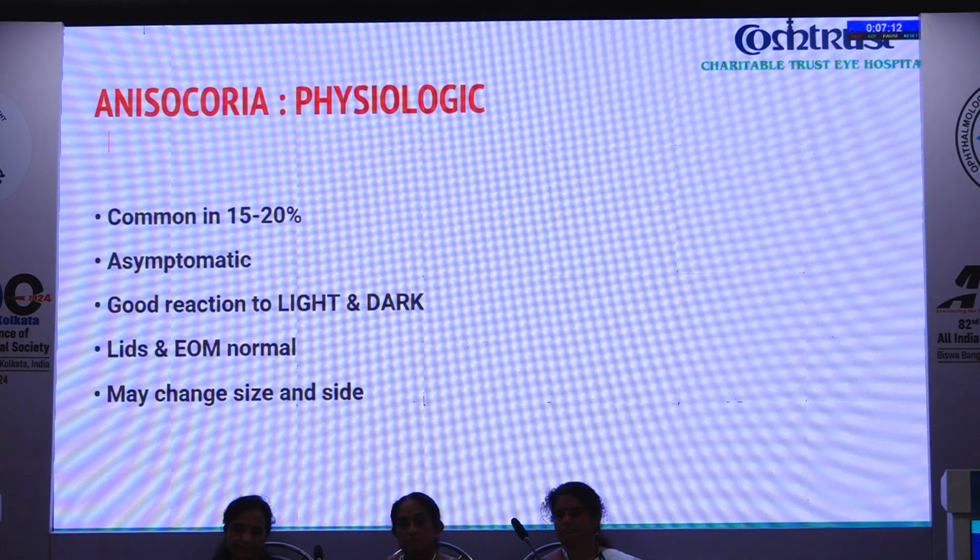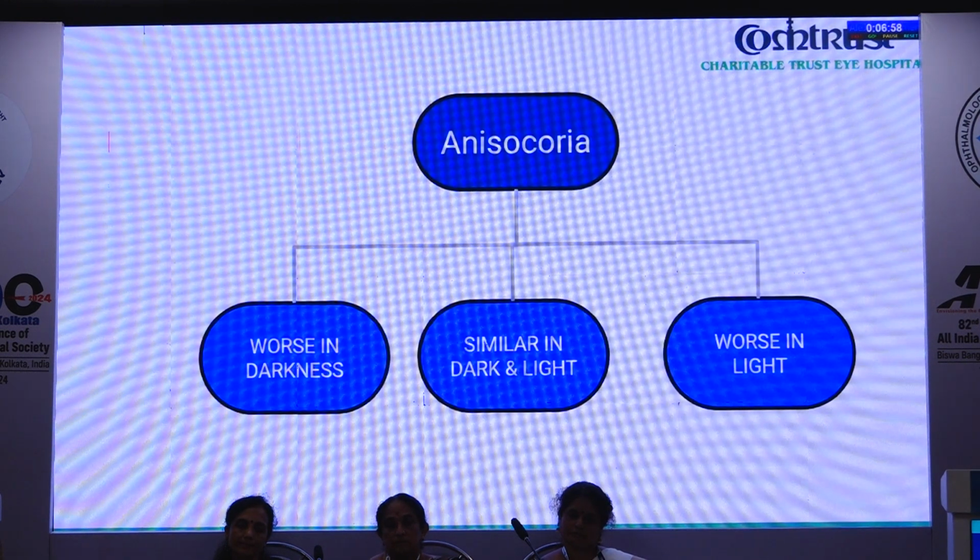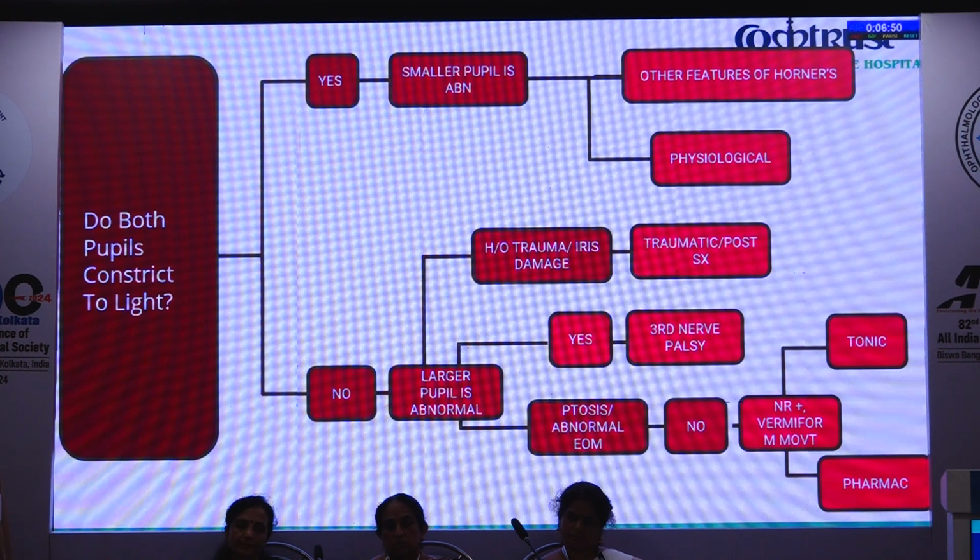Anisocoria is physiological, as you all know, but what is important is there is good reaction to light and dark. The lids and extraocular movements are normal, and it may change size and side. So in anisocoria, we need to check if it is worse in darkness, similar in dark and light, or worse in light. This is the basic algorithm, and I'll take you through each case.